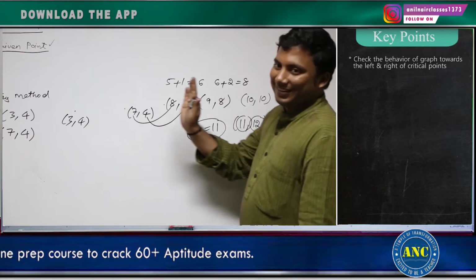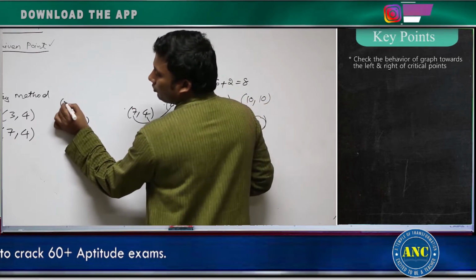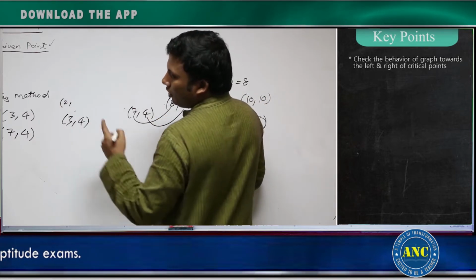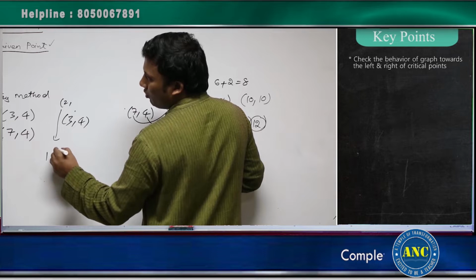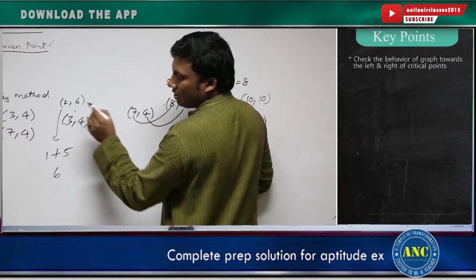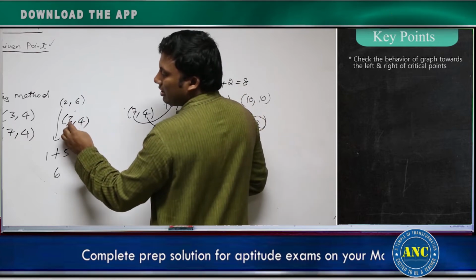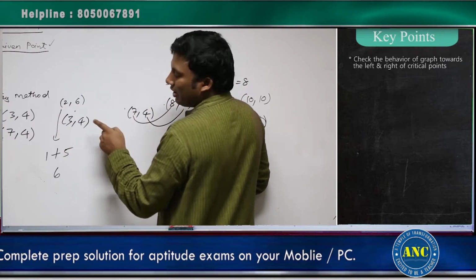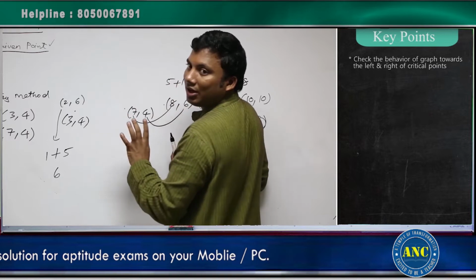Go to the left side. If I take 2, what will be the value? 2 minus 3, 1. 2 minus 7, 5. 1 plus 5, 6. That means decrease in x by 1 value has resulted in increase of y by 2 values.